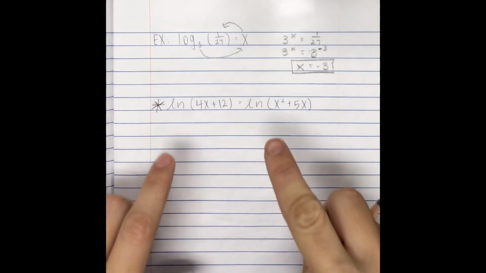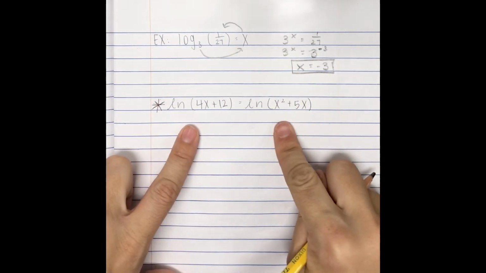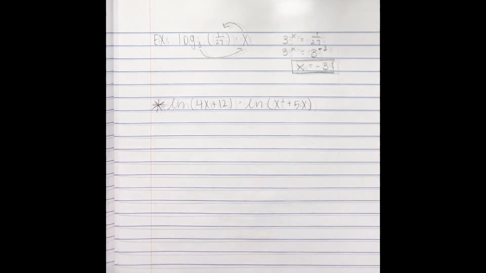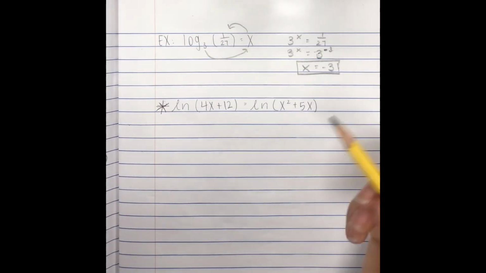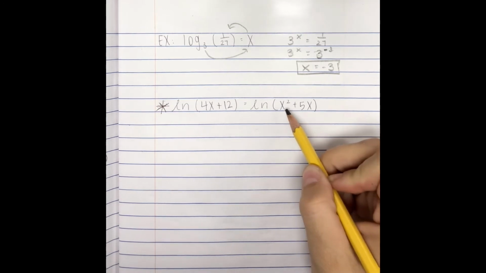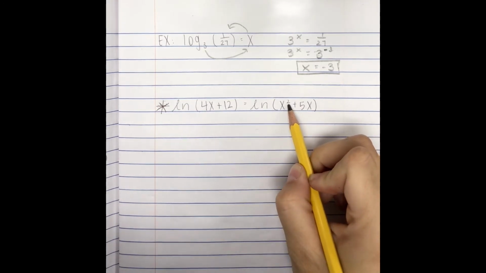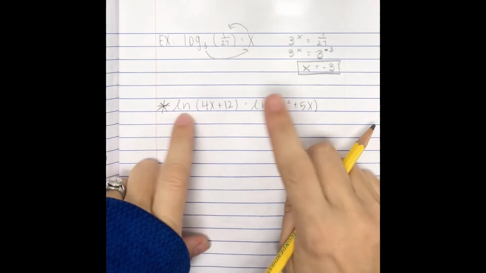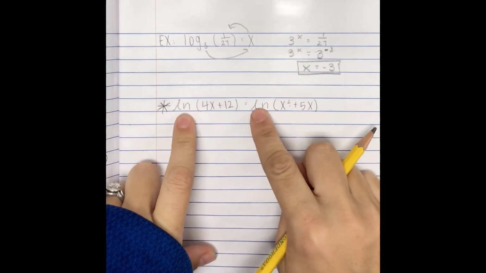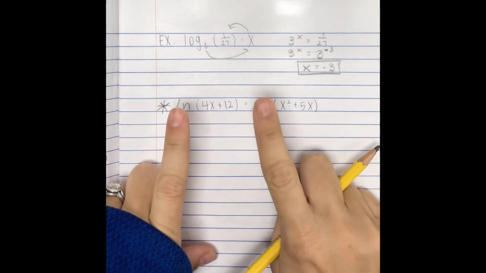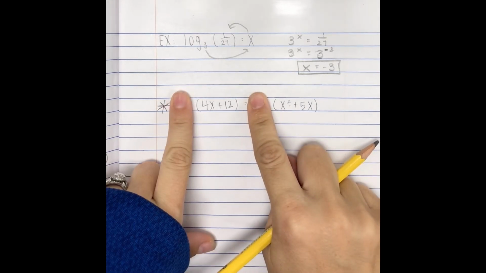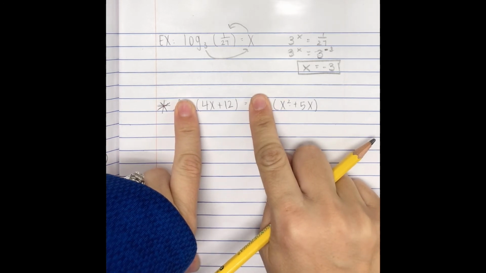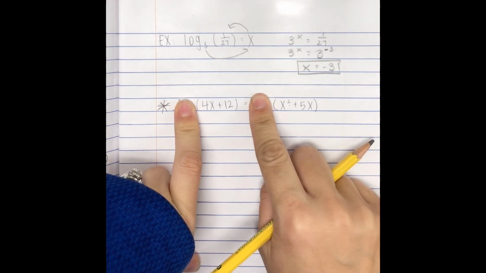Okay, this one is a little trickier. This one requires a little more work. Okay, so let's take a look at this one. All right, the reason I know this is going to be a little bit trickier is because I see an x squared, which means I have a quadratic. So let's take a look. I have a natural log on both sides, ln on both sides, which means they're log base e, they're the same, so that means 4x plus 12 equals x squared plus 5x.